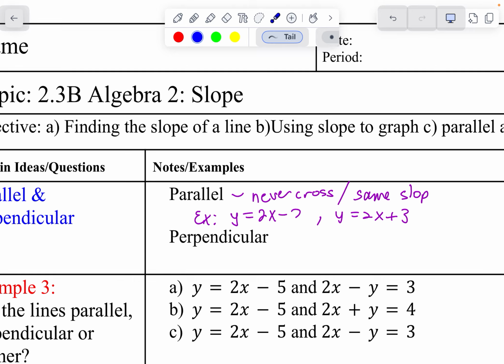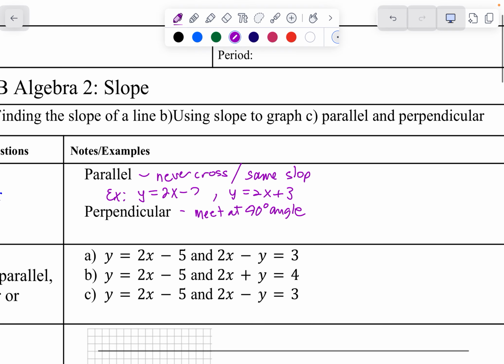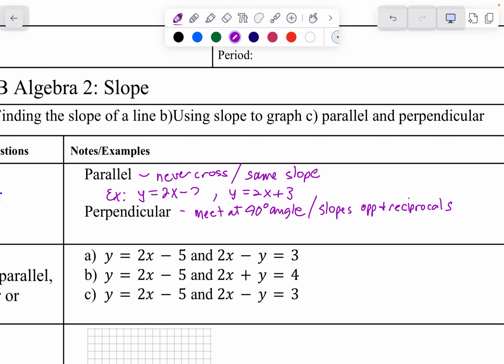Now let's talk about perpendicular. Perpendicular are two lines that meet at a 90-degree angle. Okay, so they meet at a 90-degree angle. What do we know about their slopes? Their slopes are opposite signs and reciprocals. So I say opposite and reciprocals. So they would have to be opposite signs and reciprocals.